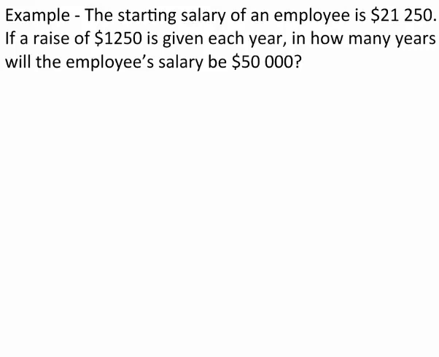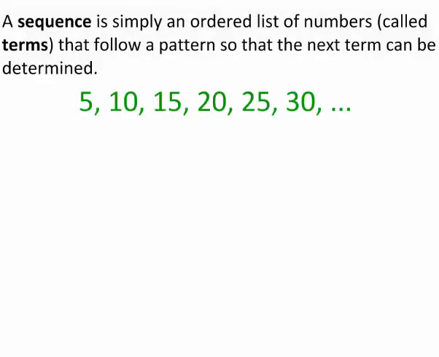So if you'd like to take a moment and pause the video and give this a try, feel free to do so. Otherwise, let's look at some vocabulary that relates to arithmetic sequences. A sequence is very simply an ordered list of numbers that are called terms that follow a pattern so that the next term can be determined. So a sequence is a list of numbers in a particular order.